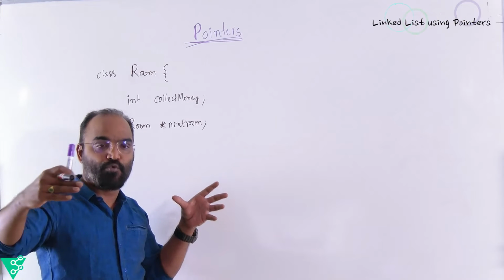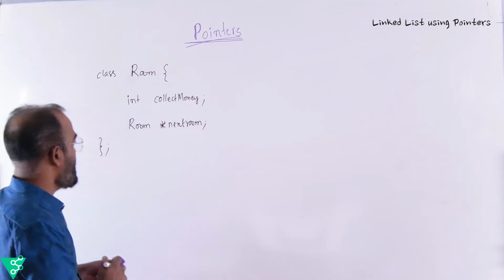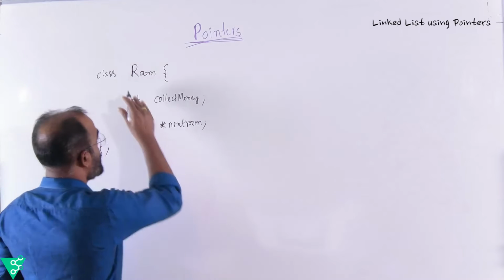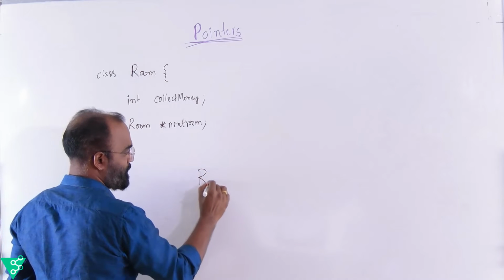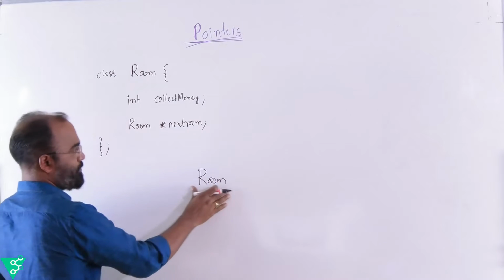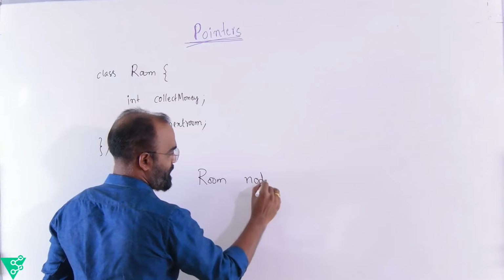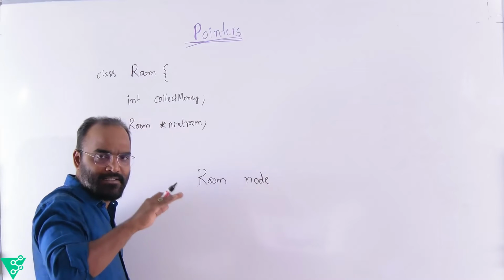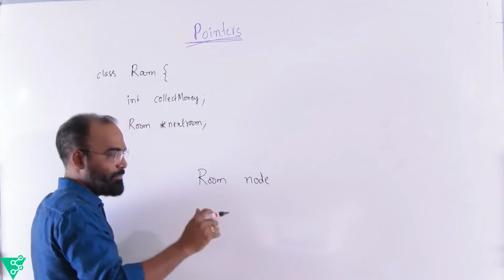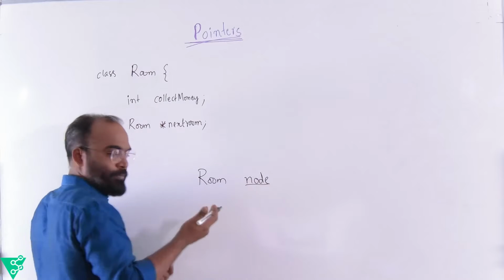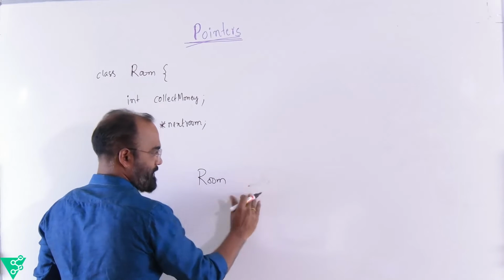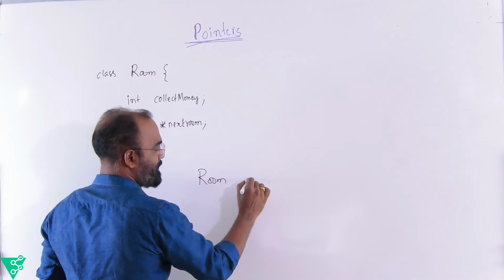Now let's see how you initialize it. So this is your room class, right? Each room class, and now you want to call it a node. Again, I'm slowly translating the realistic example into our programming example. So I'm calling it node. You may call it a room as well.